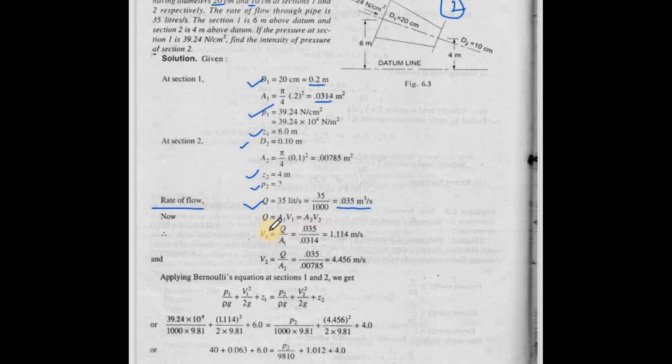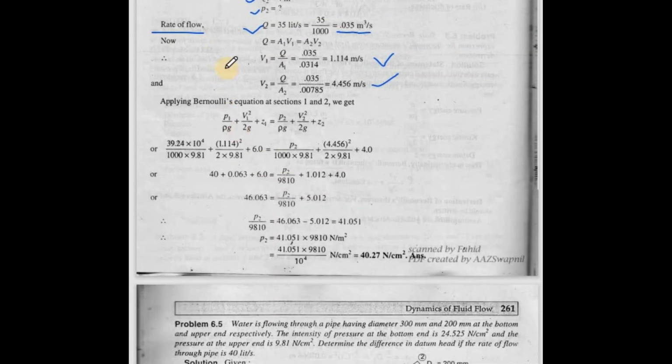In order to calculate V1, we can divide this discharge by the first area, that is 0.035 divided by 0.0314. So the velocity at the first section is 1.114 meter per second. For the second point, Q by A2 is 0.035 divided by 0.00785. So this is 4.456 meter per second.